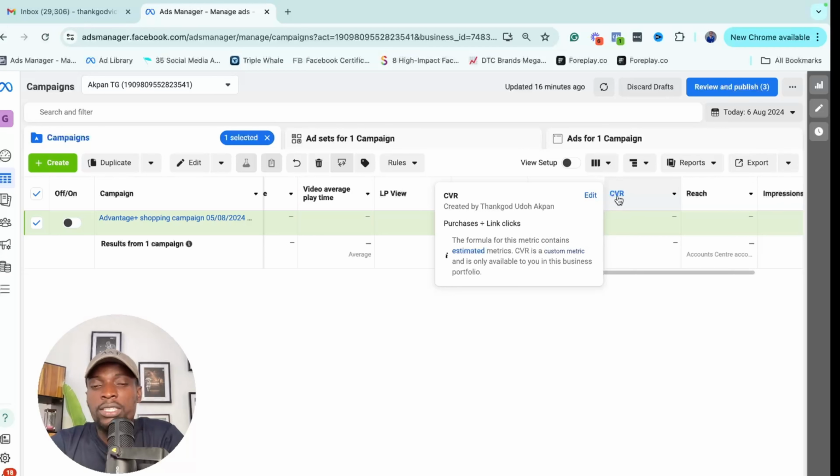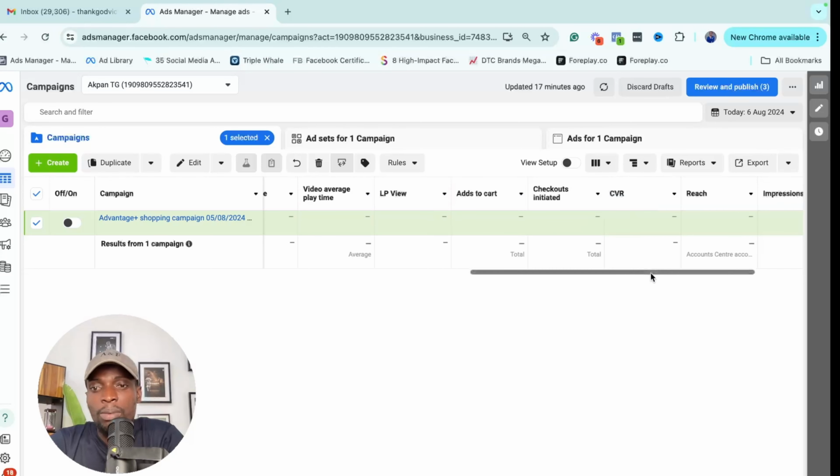Now the next website metric is my conversion rate. This one is a custom metric. I set this up myself. As you can see, the formula is purchases divided by link clicks. It shows you your conversion rate on your website. I know that for an e-commerce website, the benchmark people say is that 3% upward is a great conversion rate to have on your website. So pay attention to all of these things and see how they impact your performance in the long run.